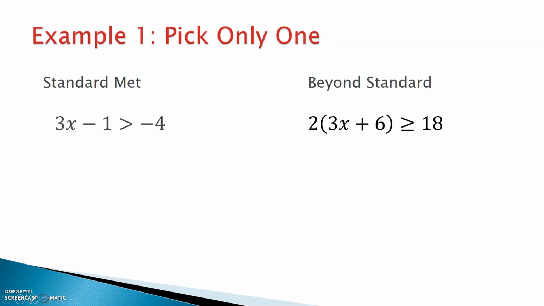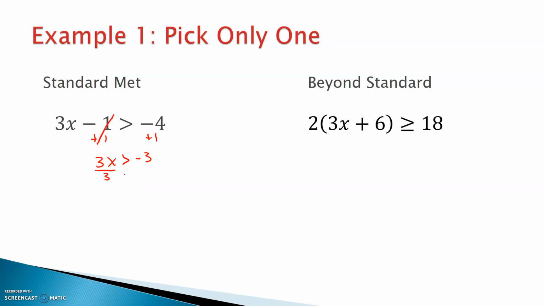All right, so let's run through this. The first one, you should have done +1 on both sides. The negative one and the positive one cancel out. You have 3x is still greater than, what's -4 + 1? That's going to be -3. Careful here with your signs, right? Different signs, subtract, take the sign of the larger one.